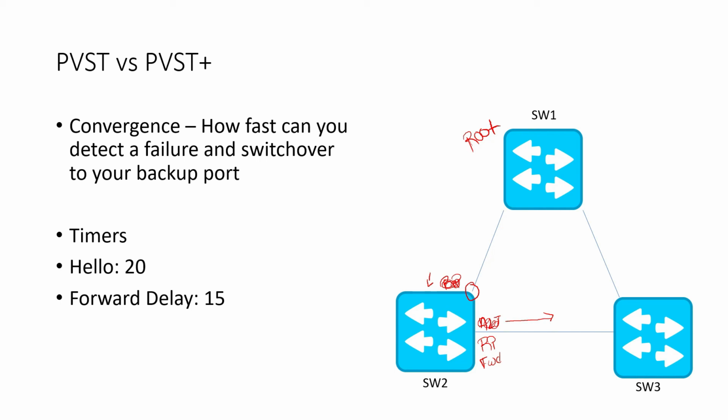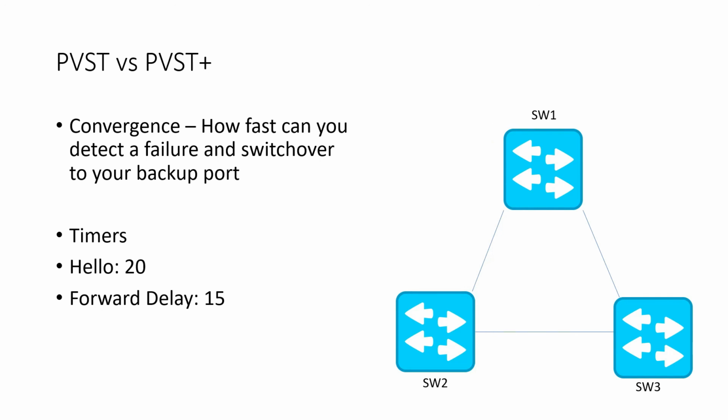So the fact that you take away the 30 seconds of listening and learning, when there is a direct failure, the convergence time is 0 seconds. He notices it right away and he fails over to the backup port right away. So you go from 30 seconds with legacy spanning tree to 0 seconds with rapid spanning tree, which is what we like. Now, what about an indirect failure?